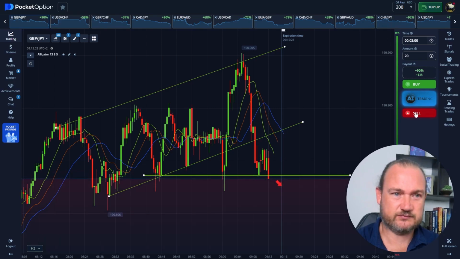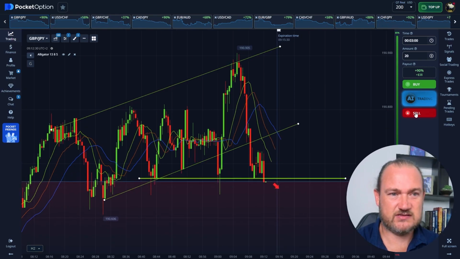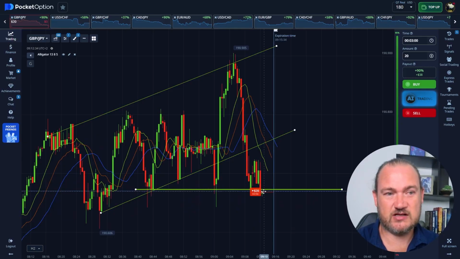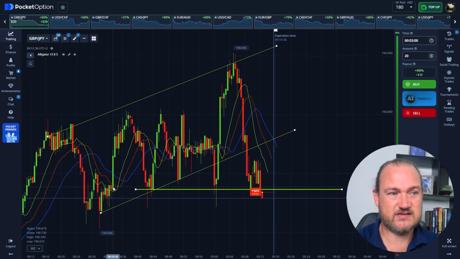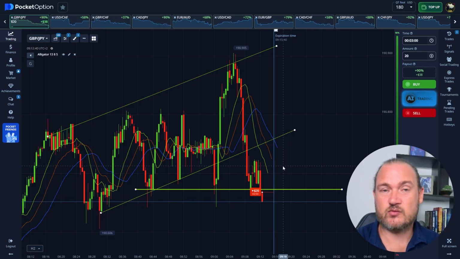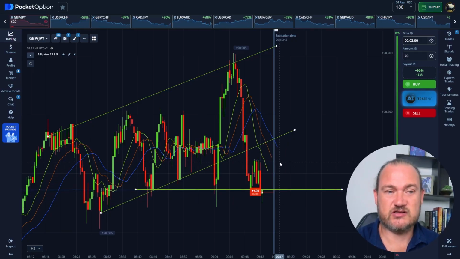There we go. We've got 2 seconds left. There we go. We're going to take a sell. We did break through the support. This is the lowest close we've had since this area here. So we did break through the support, and now we just take a trade in the direction of the break.